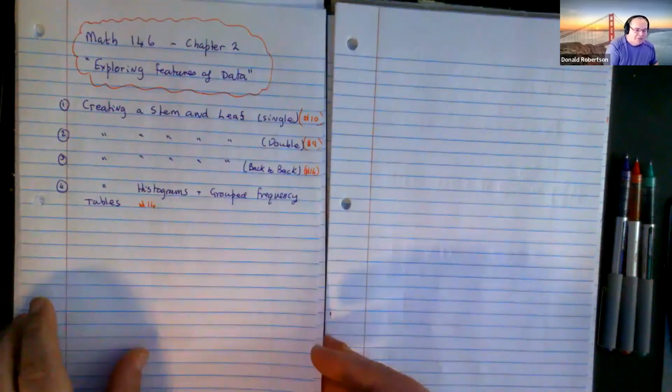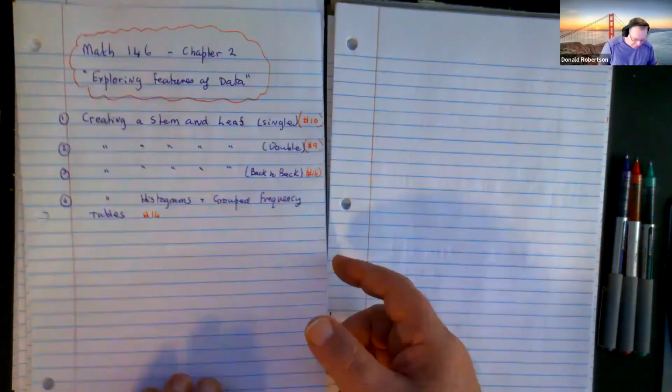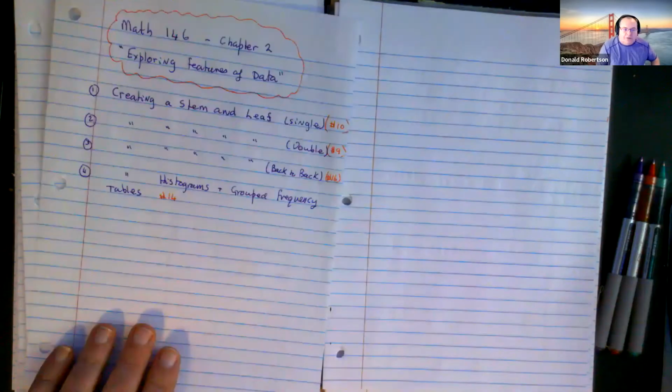I want to get our second part of chapter 2, exploring features of data, finished today. Essentially, these are the four main things I want to make sure I get covered. There's a lot of stuff in stem and leaf that we still have to do, showing you what the homework questions look like and how you fill them in. And then after that, there's a big chunk of questions to do with histograms and group frequency tables. So that's the hit list of what I want to get done today.